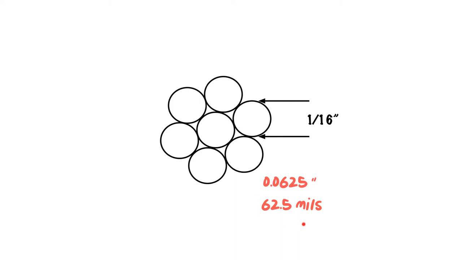Then we're going to take this number here and we're going to square it to get our circular mil area of 1 strand. That ends up being 3,906.25 CMA. Then we've got 7 of them. So we've got to take this CMA and multiply that by 7. That works out to be 27,343.75 CMA.